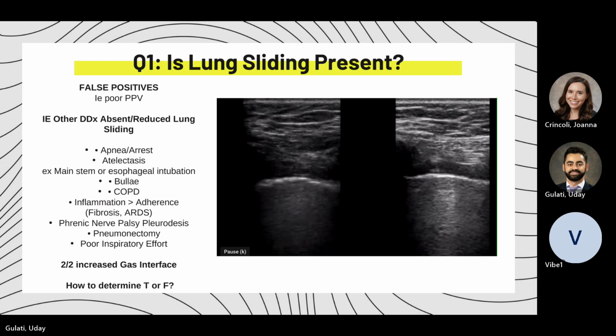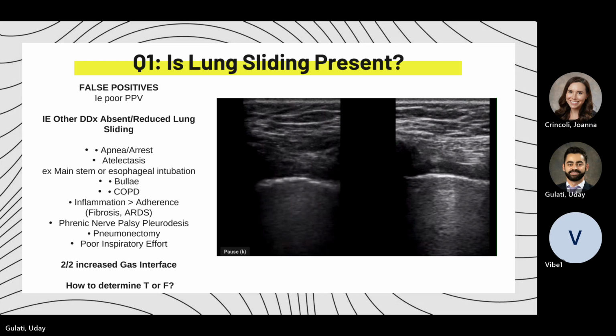Once again, there are a lot of false positives behind why lung sliding would be absent, meaning that there is lack of lung sliding, however, it's not a pneumothorax. What are other differentials that could be causing it? Someone who has had a cardiac arrest, someone who's completely apneic, they're no longer moving between the visceral and parietal pleura. So that could be a cause of lack of lung sliding.